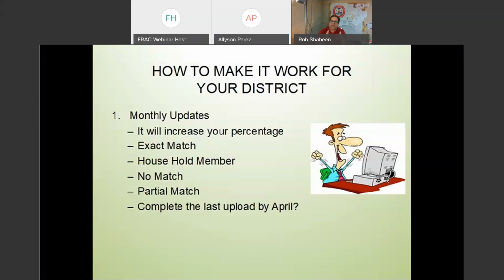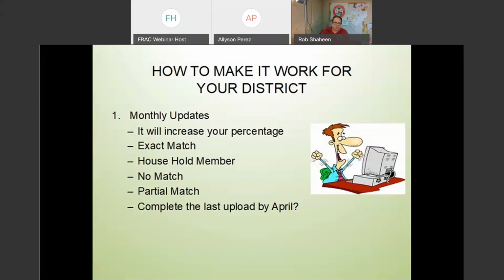Because if you load that list back up again and someone had got off the benefit, then you would have them off your list, and that would count against you. So once someone qualifies for benefits and they're directly certified, they're good for the whole year. You don't have to worry about them at all. So you want to keep that separate from the folks who are not matches or haven't been directly certified. Like I said, it helps to increase your percentage.